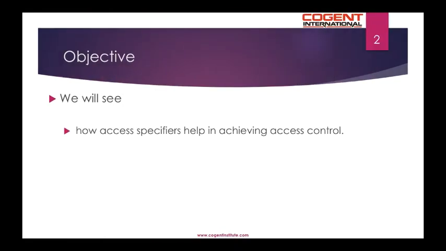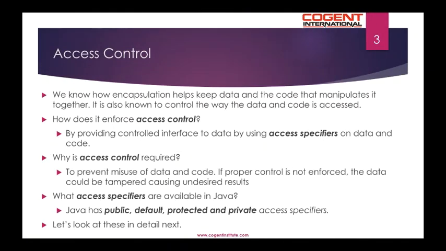The objective of this module is to see how access specifiers help in achieving access control in Java and what are the different types of access specifiers. We know how encapsulation helps keep data and the code that manipulates it together. It is also known to control the way the data and the code is accessed. How does it enforce access control though? It enforces access control by providing a controlled interface to the data by using access specifiers on that data and the code.